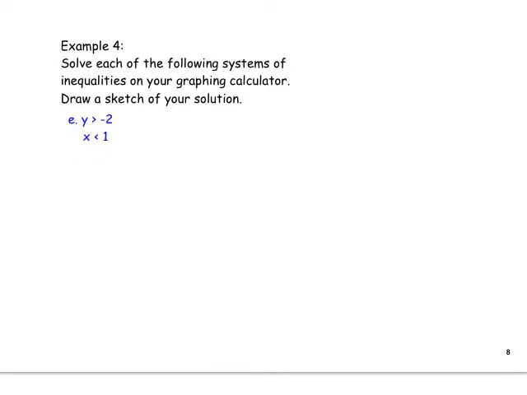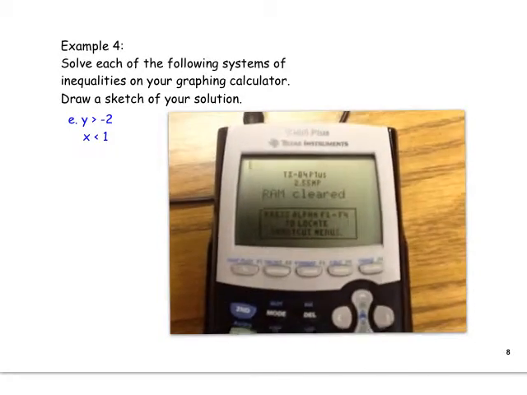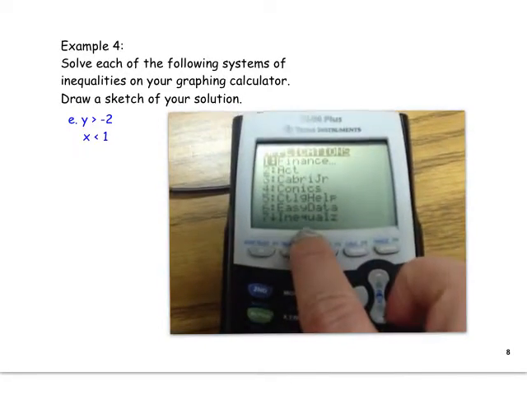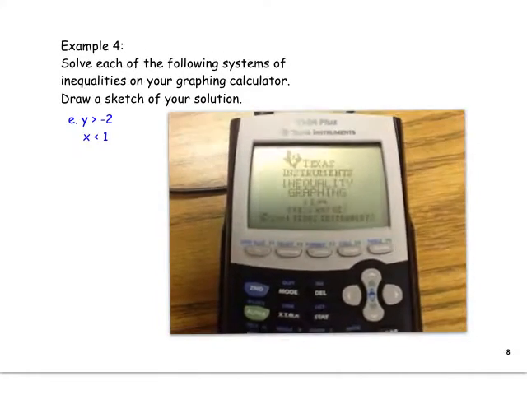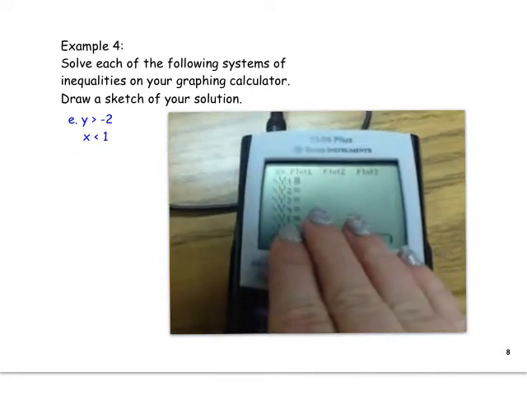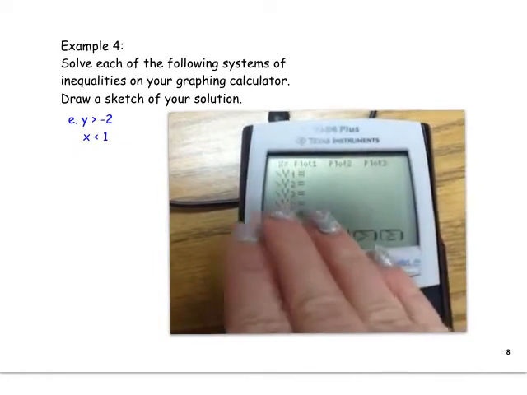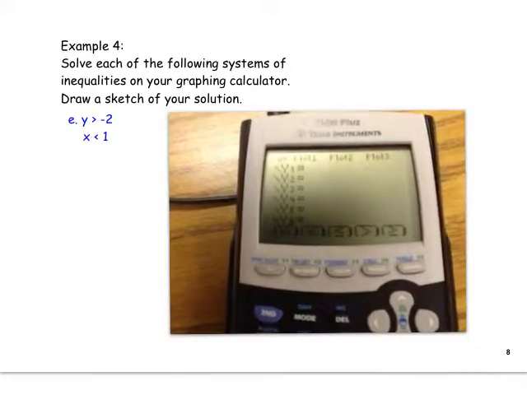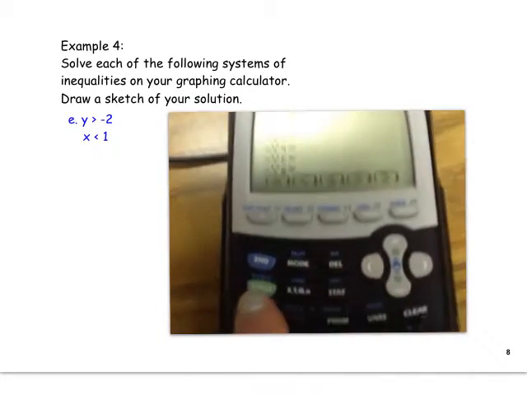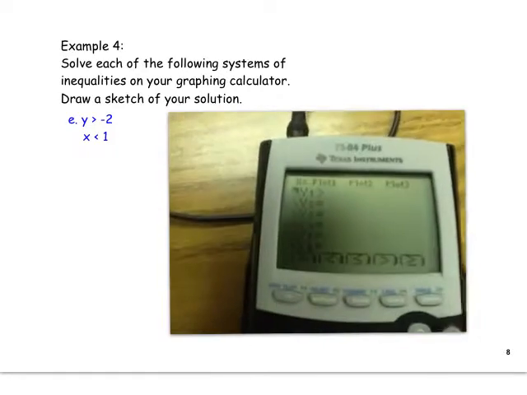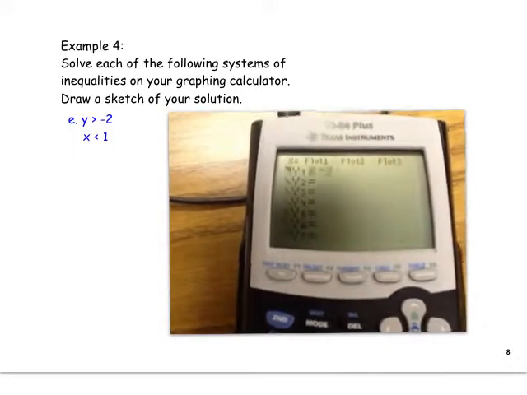Go ahead and turn it on, clear your RAM to get started. Okay, we're going to start by pushing apps, go to inequalz, touch a button to continue, and we're ready to start typing in our inequalities. Our first one's easy. It's y is greater than -2. The greater than button is here. I will touch alpha trace, greater than -2.